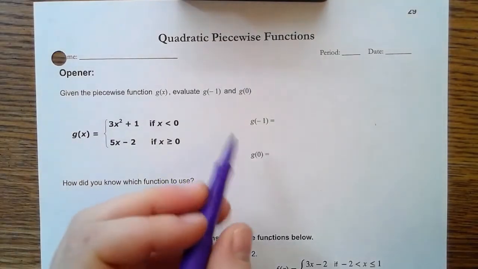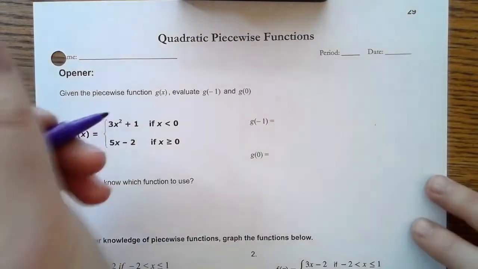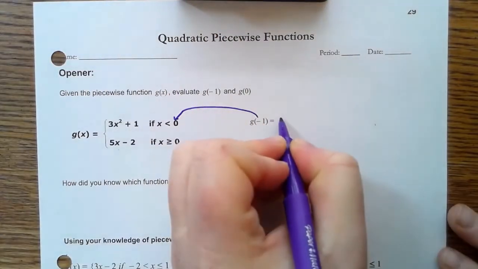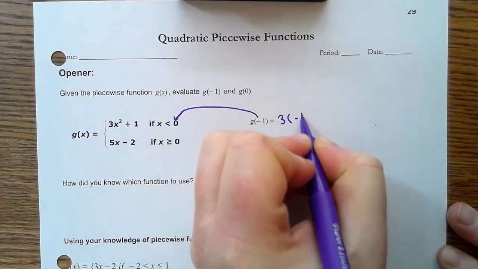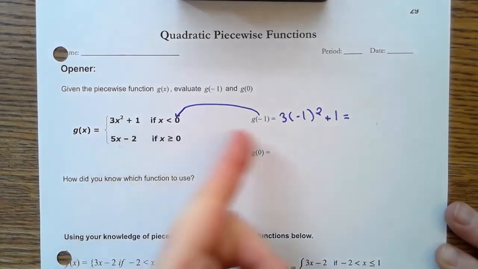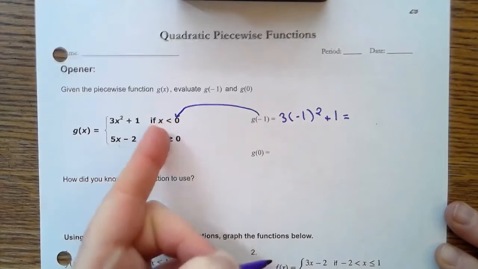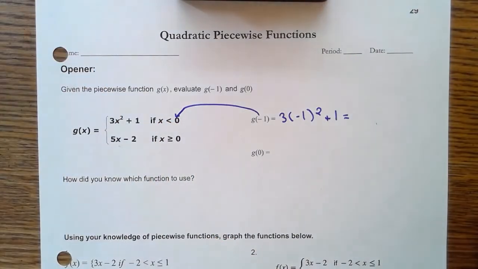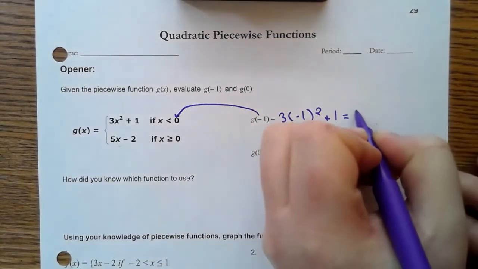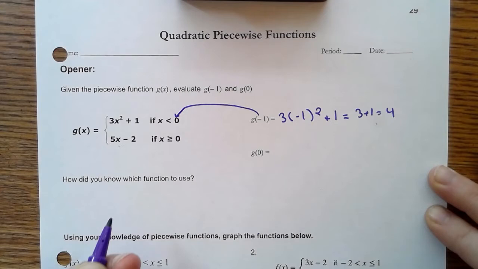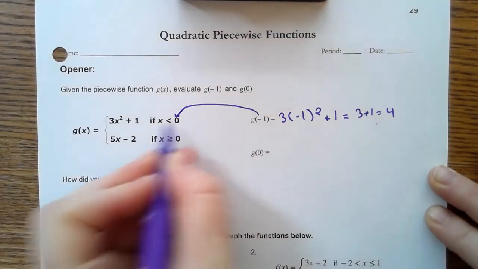So g of -1, well, -1 fits into that category. So I'm going to say 3 times -1 squared plus 1. I knew to use this equation because the input matches this rule. So piecewise functions have rules and you kind of have to work around them. So that's going to be 3 plus 1, which is 4. Because -1 is less than 0, I knew to use this.